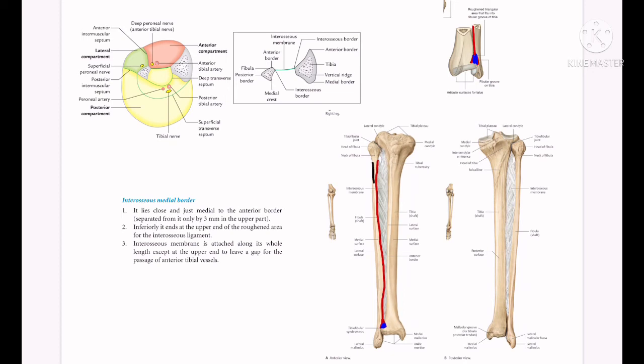And the rest of the interosseous border gives attachment to the interosseous membrane. This is the interosseous membrane, IM, in between the shafts of tibia and the fibula. And the interosseous membrane on both sides is attached to the interosseous border of the tibia as well as to the interosseous border of the fibula. Now, the membrane is attached along the whole length of the interosseous border, except at the upper end, where it leaves a small gap. And that gap is left for the passage of anterior tibial vessels. The anterior tibial vessels come out through the gap and extend downward in front of the interosseous membrane. Anterior tibial vessel.